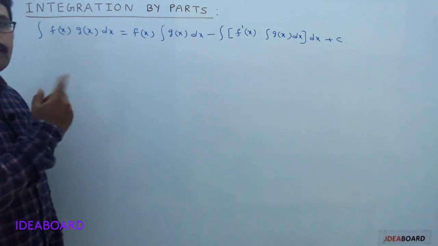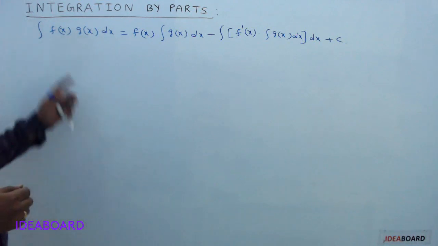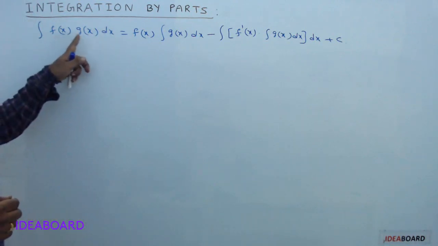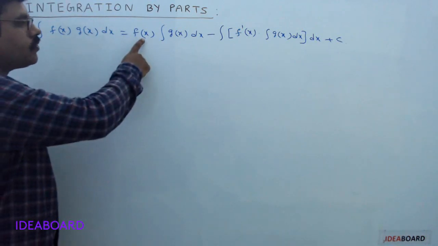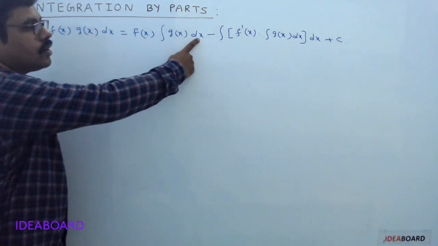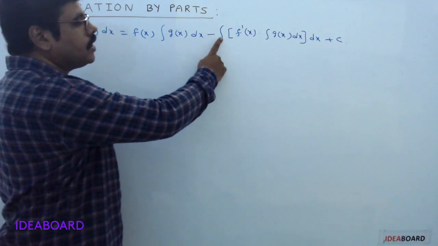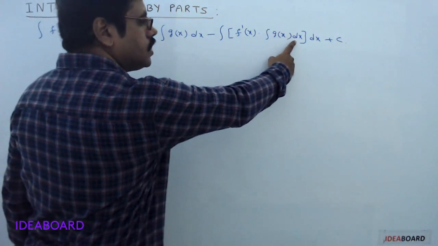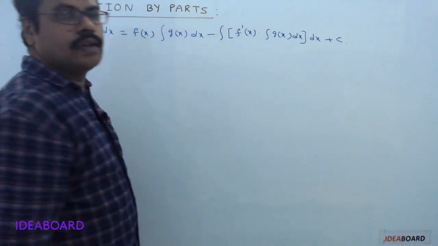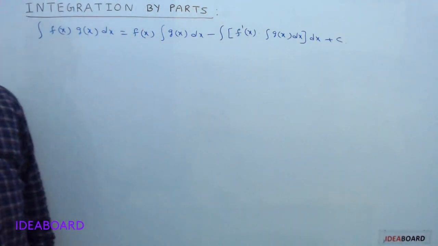Now, what is the formula for integration by parts? Integral f of x into g of x dx equal to f of x into integral g of x dx minus integral of f dash of x into integral g of x dx into dx plus some constant c.